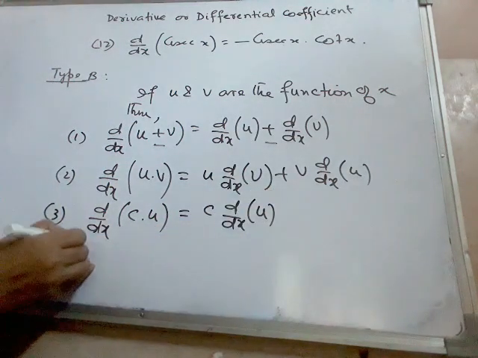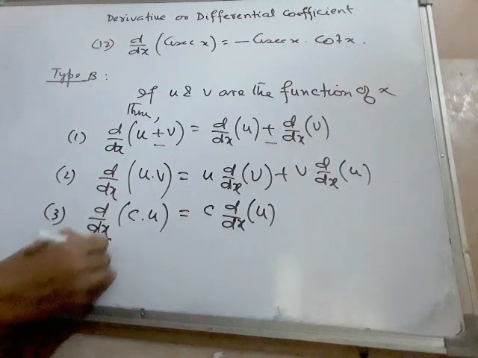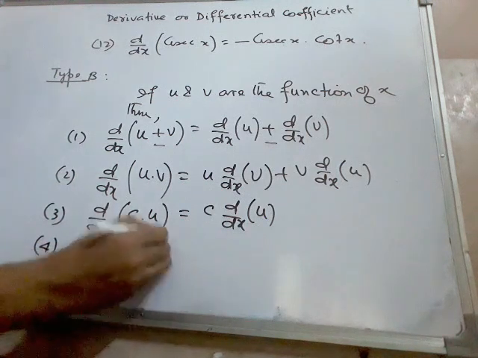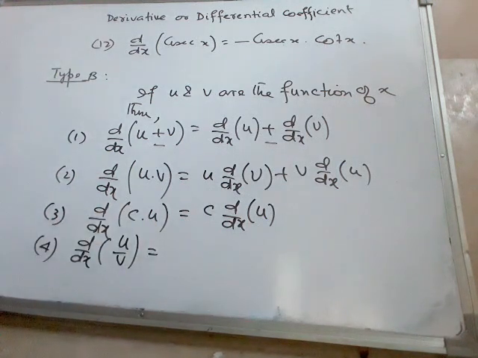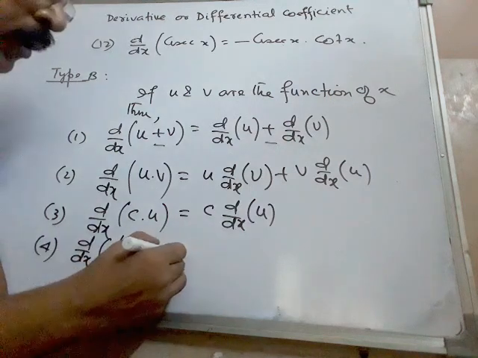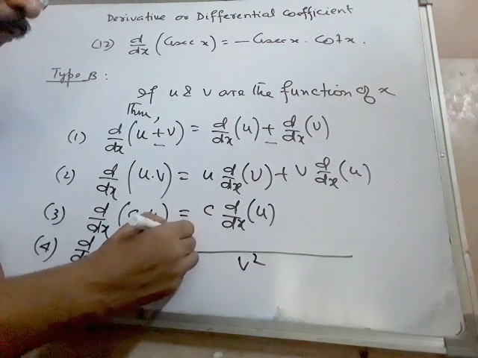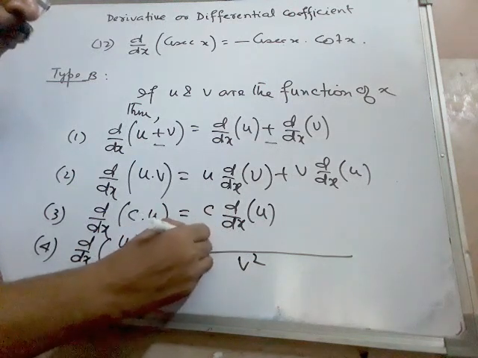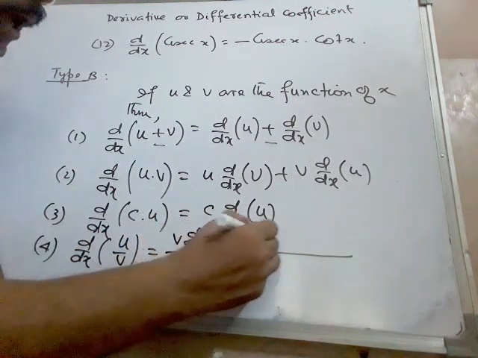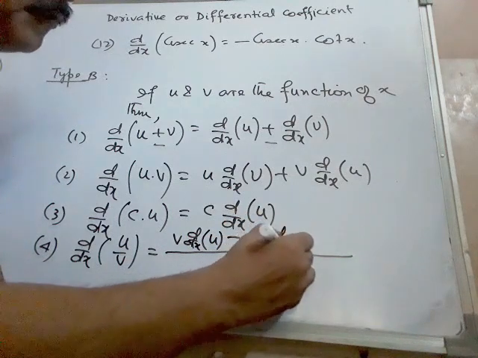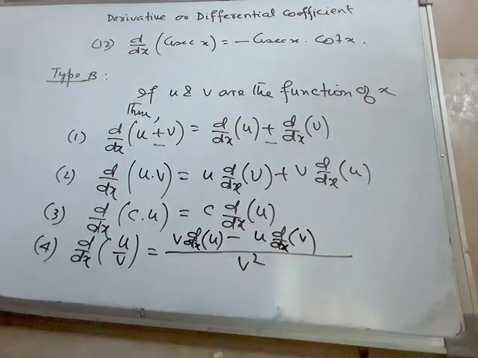Formula number 4: d/dx of u by v, that is the quotient function, when the functions are in divided form. Here it is v square in the denominator, and the numerator is v into d/dx of u minus u into d/dx of v.